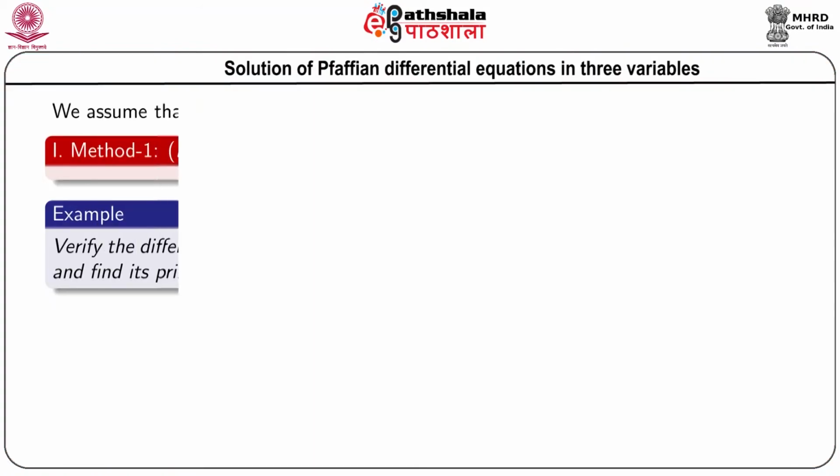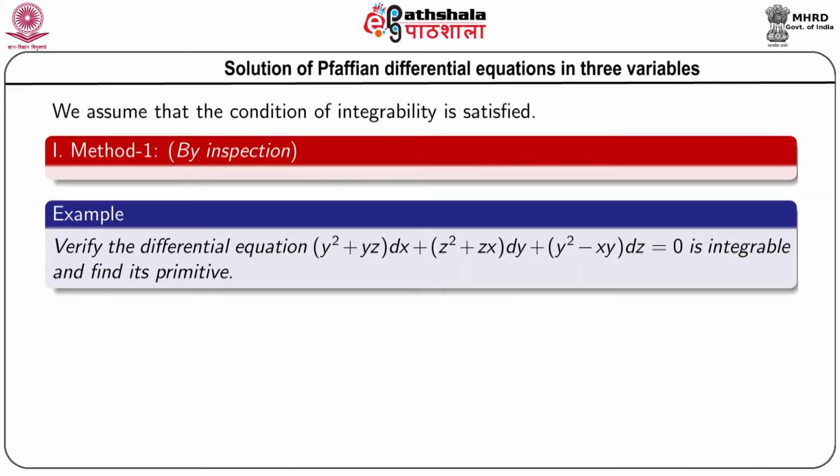In the last section, we have discussed the solvability of a Pfaffian differential equation in 3 variables. That means, if a differential equation is given, we can check whether that equation is solvable or not using the necessary and sufficient condition of solvability. But how to find the integral of that differential equation was not discussed. So, now we are going to discuss different methods for solving a Pfaffian differential equation in 3 variables.